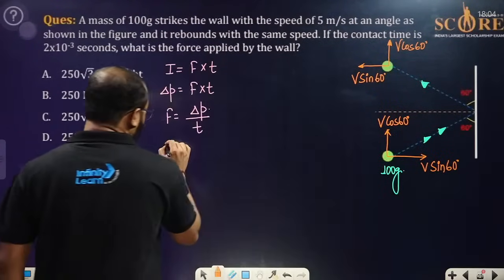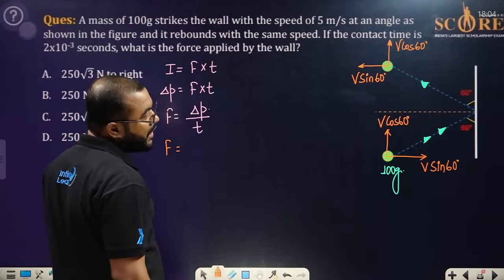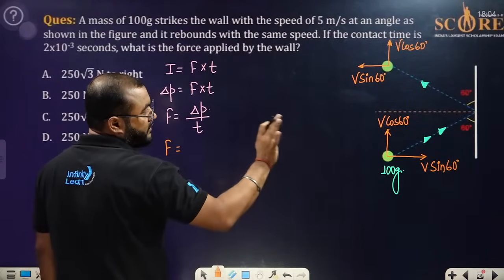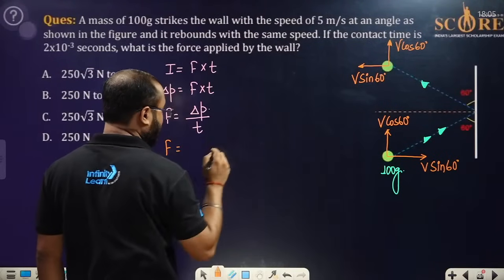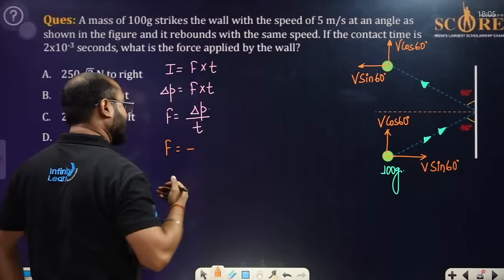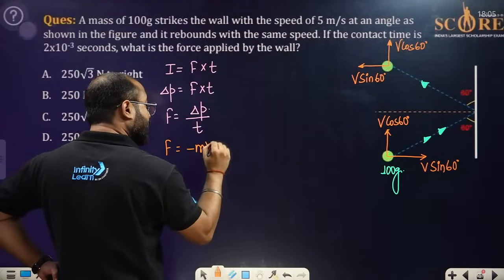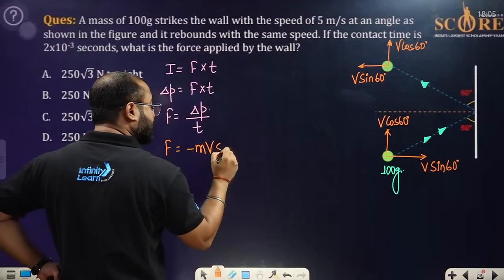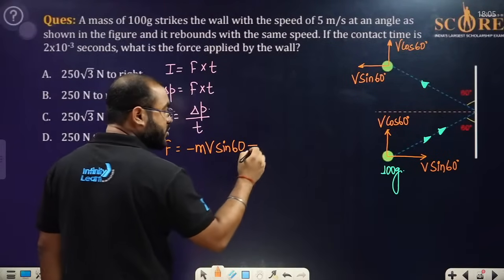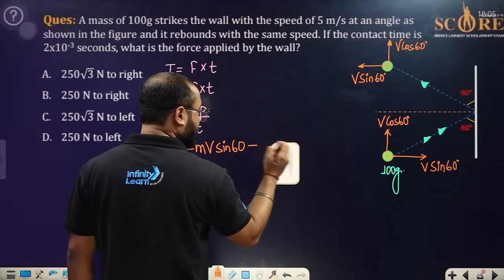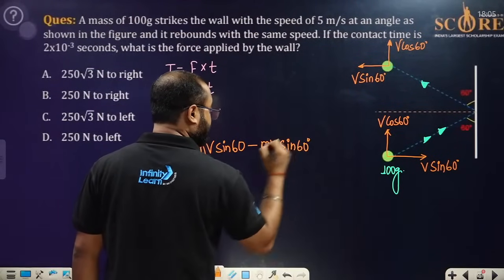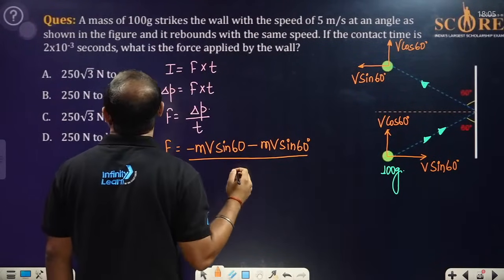So the final can be written as, so this is the velocity, everyone. We have to put the mass also. Let us say this particular point is written as negative, because one of the bodies is moving in that direction and it is moving in this direction. So negative of m v sin 60, that is final, minus initial, again m v sin 60, divided by the time. What is the time? That is 2 into 10 to the power minus 3.